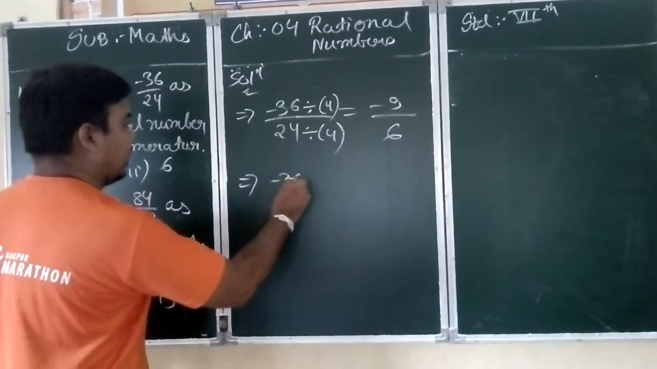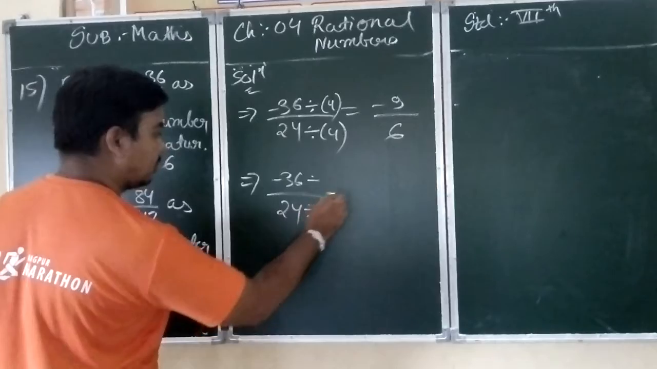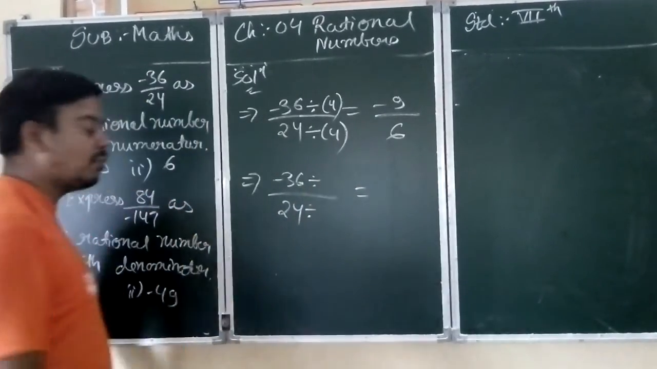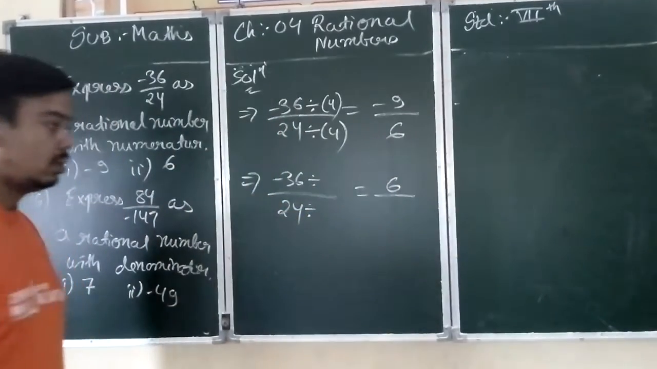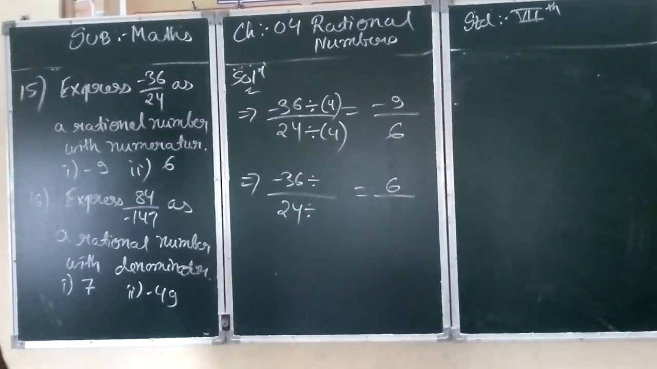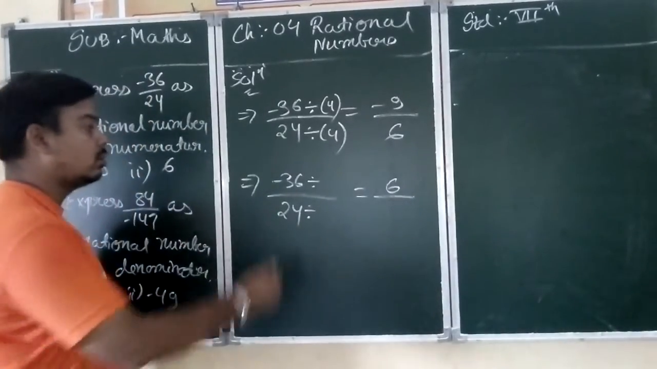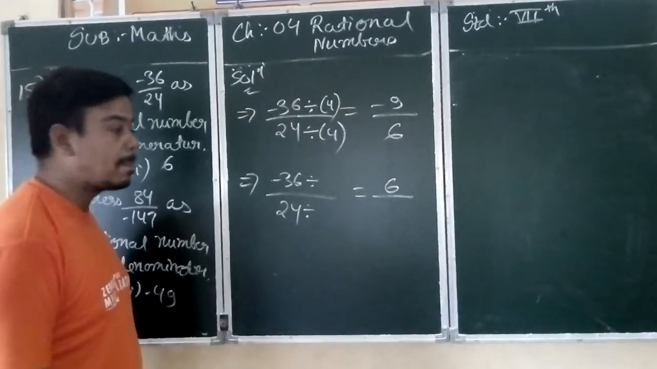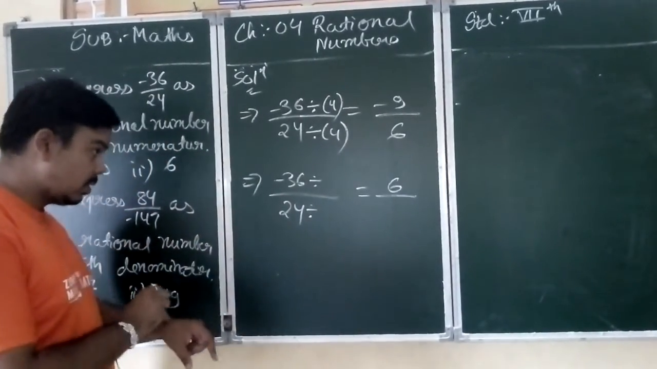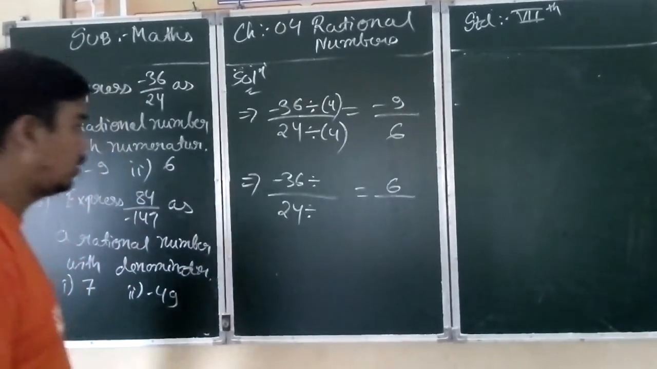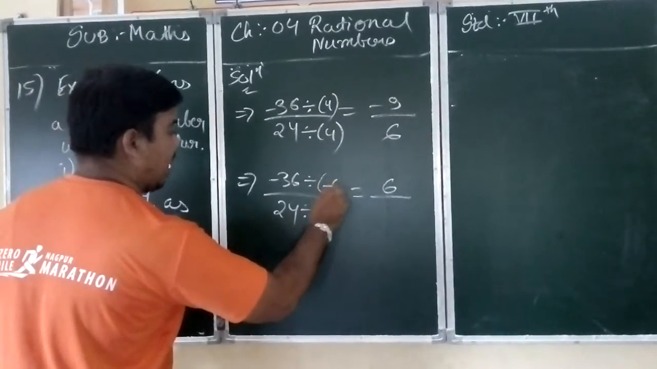Then again minus 36 by 24. Again minus 36, we divide by which number to get the numerator 6? Positive 6 means minus 6.